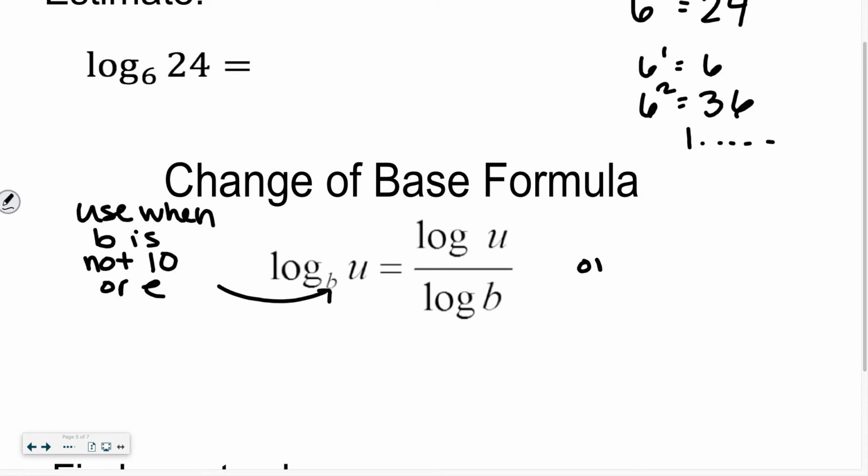Side note, we could also write the change of base as natural log u over natural log b. If we had a button on our calculator that was log base 3, we could do log base 3 of u divided by log base 3 of b. It doesn't matter what the base is as long as you divide both.